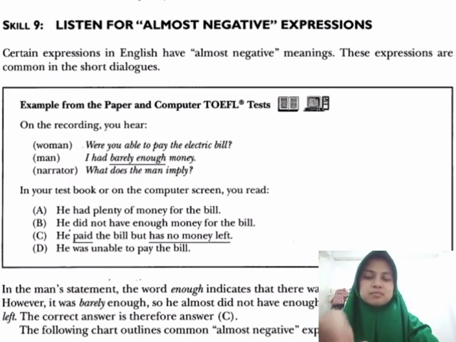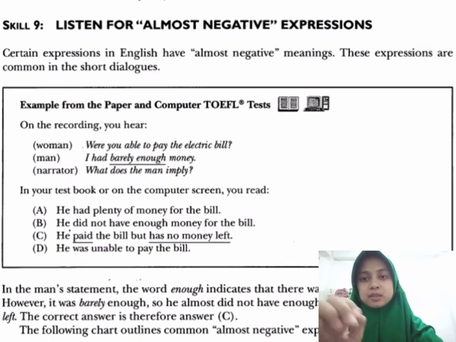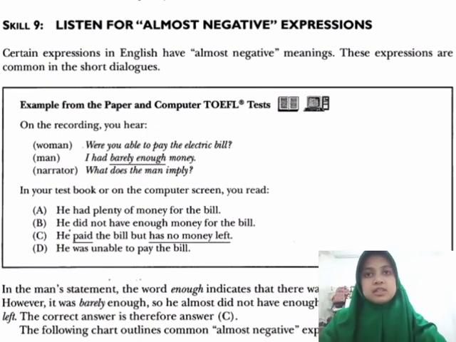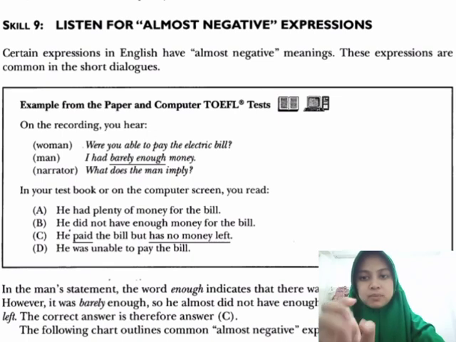For example, if on the recording you hear the first speaker, the woman, say, "Were you able to pay the electric bill?" Then the second speaker, the man, replies, "I had barely enough money." Then the narrator asks, "What does the man imply?" Then we have some options here: A, he had plenty of money for the bill. B, he did not have enough money for the bill. C, he paid the bill but has no money left. D, he was unable to pay the bill.